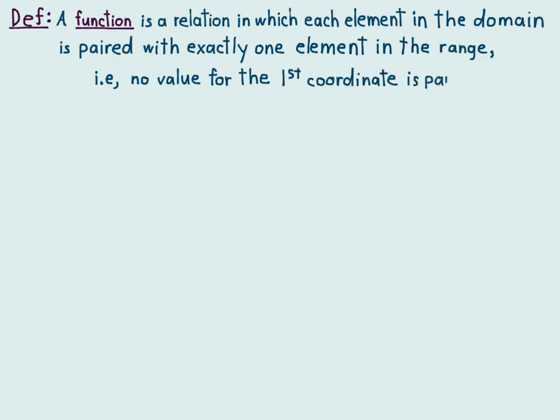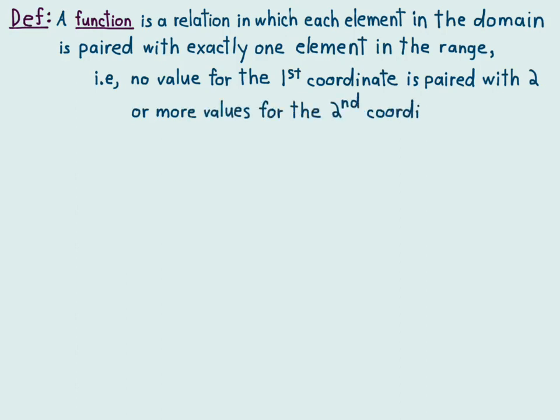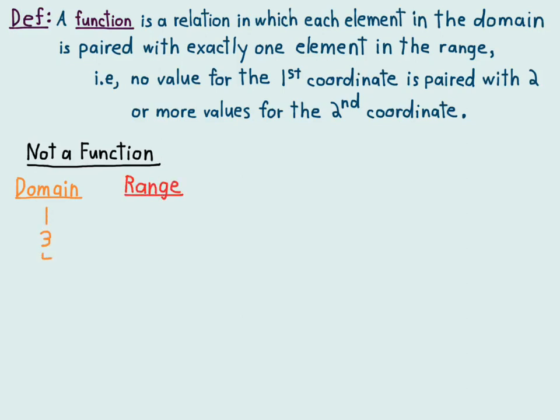Okay, so in other words, no value for the first coordinate is paired with 2 or more values for the second coordinate. It means the same thing, right? So I have some examples. This is an example of something that's not a function.